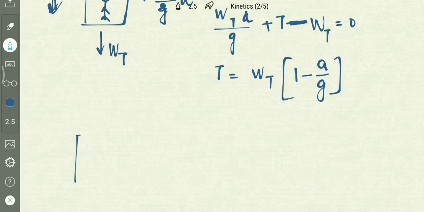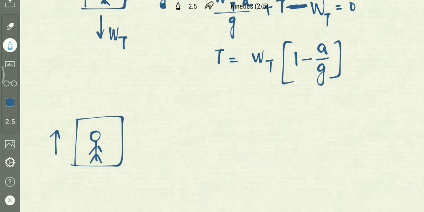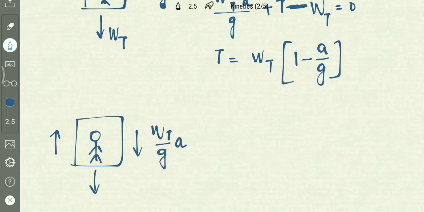So when the lift moves upwards, you are staying in the lift. As it is moving upwards, the inertia force will be downwards. This will be Wt by g into a, and the weight will be Wt. The tension is always upwards. So what will be the tension in the wire?